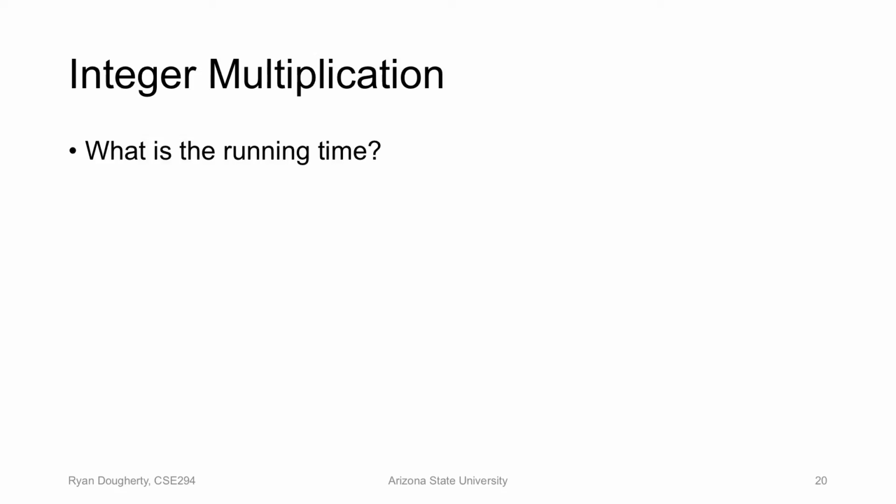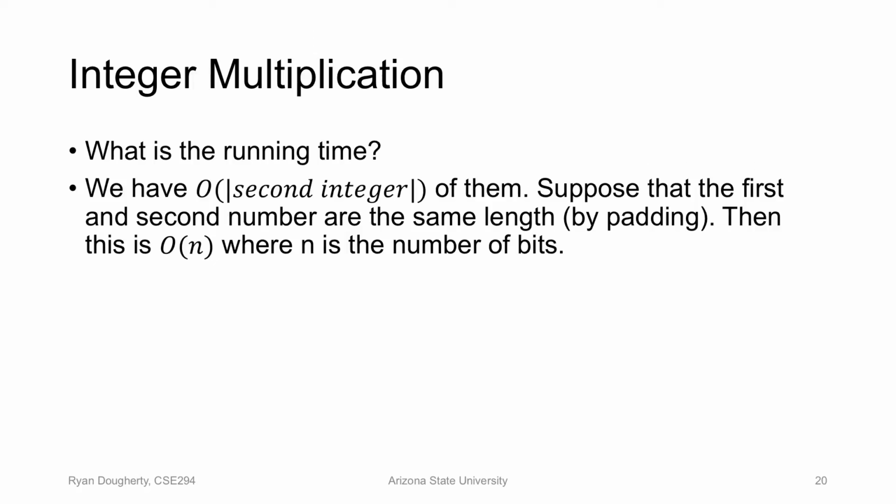All right, so what's the running time here? Well, let's see. We have these intermediary numbers, right? So how many of them are there? Well, I'm looking at each of the bits in the second number, and each one of those bits corresponds to an intermediary number. So that means there are O of n of these intermediary numbers, because it's n bits long for the second number, because I prepended zeros, right?